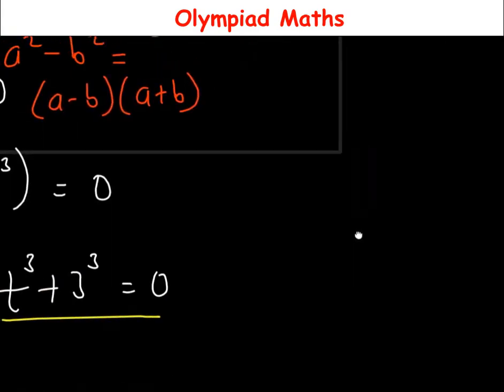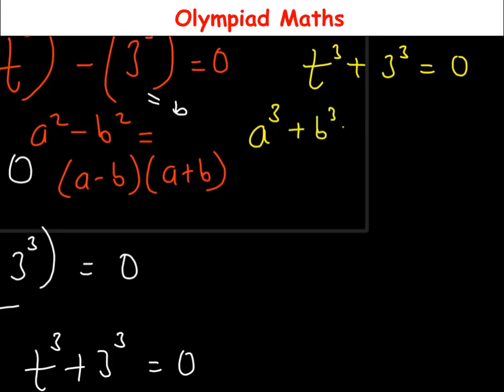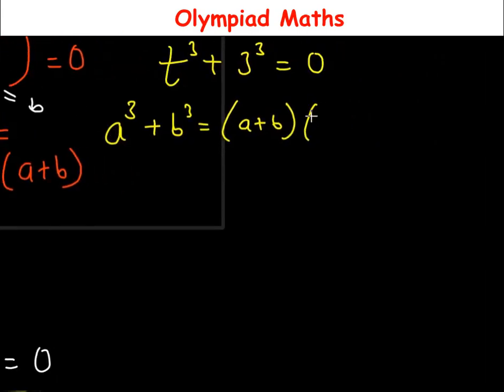So with that, we have t raised to power 3 plus 3 raised to power 3 is equal to 0. Now looking at this, what we have is the sum of two cubes. If you have a raised to power 3 plus b raised to power 3, this is equal to a plus b, then multiplied by a squared minus ab plus b squared.